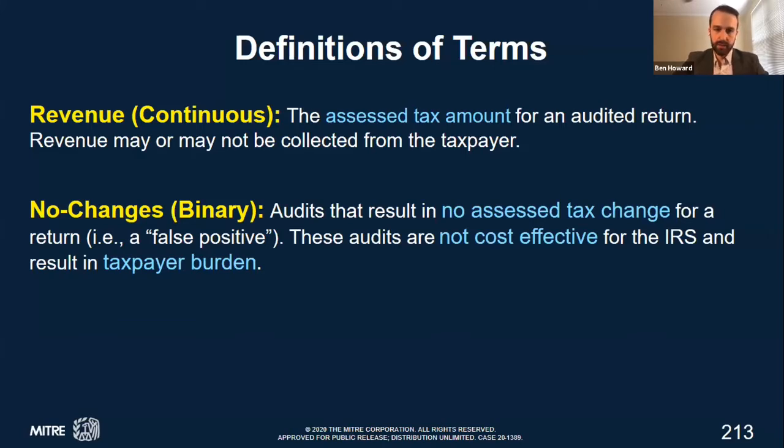The second outcome I will consider is whether or not the return resulted in a no change or not. This is a binary variable and basically just asks the question, was the taxpayer compliant? Was the taxpayer found compliant? We define these as audits that result in $0 tax assessed, or a false positive. Nobody wants no changes. They are not cost effective for the IRS, and they result in compliant taxpayers having to deal with an audit, which is taxpayer burden.